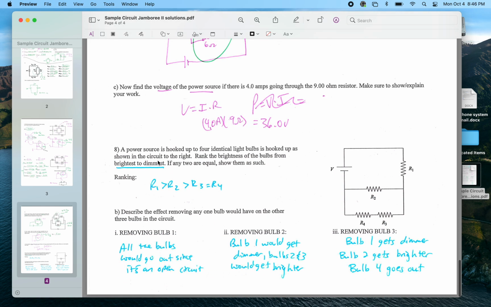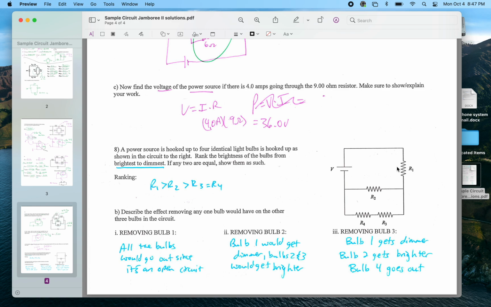Last one, power source is hooked to 4 identical light bulbs. It's like this. This is the brightest. It gets all the current. And if it has the same resistance, more current times the same resistance gives us more voltage across this. When the current splits, more current goes in this top branch because there's less resistance than down here where we have 2 identical bulbs. Each would have resistance adding to each other because they're in series with each other. So R2 would be the next brightest. And then finally, R3 would equal R4, but they'd be the dimmest.